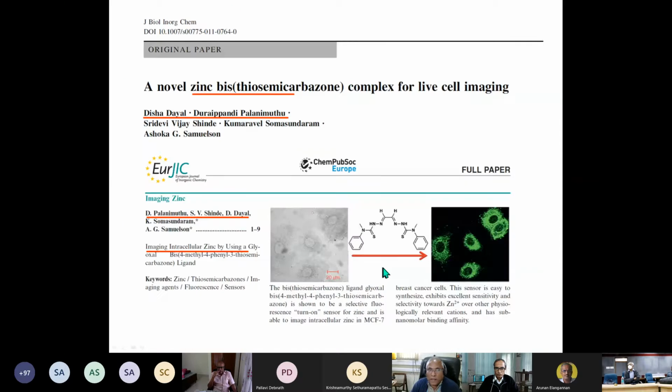And the next paper, Journal of Biological and Inorganic Chemistry, Disha Dayal and Turai Pandi. There were actually two papers which I'm showing. They interchange their position in terms of first authorship, and basically we demonstrate the ability of using intracellular zinc for fluorescent imaging of cells. These two papers are also very highly cited. Turai Pandi was a graduate student from Ashok's lab, and Disha Dayal was a postdoc from my lab.